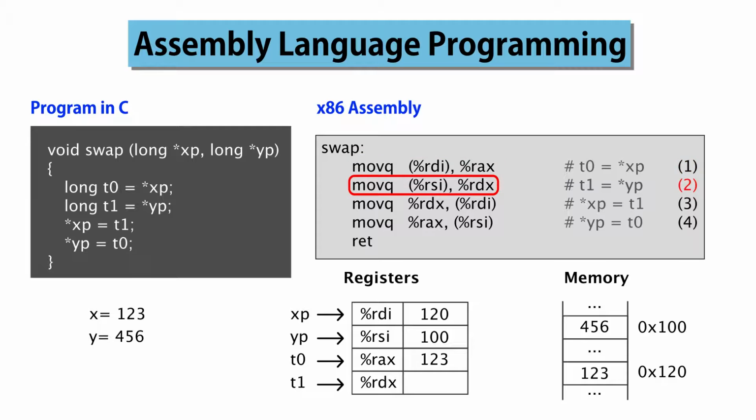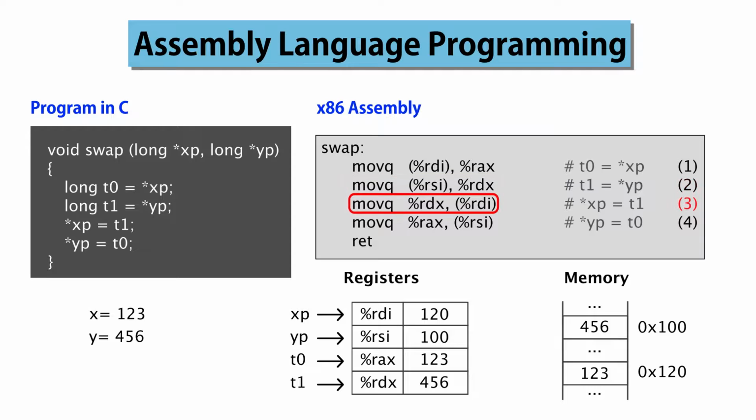Line 2 implements a similar operation for yp. That is, we move the contents of the address pointed to by RSI into register RDX. That is, copy the contents of memory location 100 into RDX. At this point, we've saved the two integer values we want to swap in temporaries. Now it's time to write them back into memory.